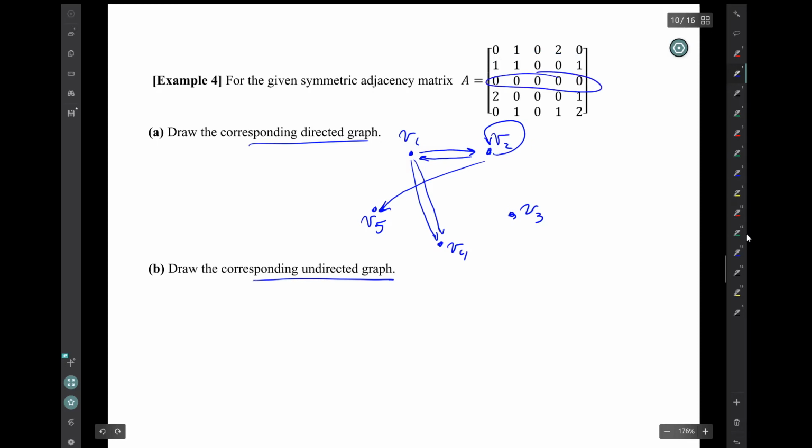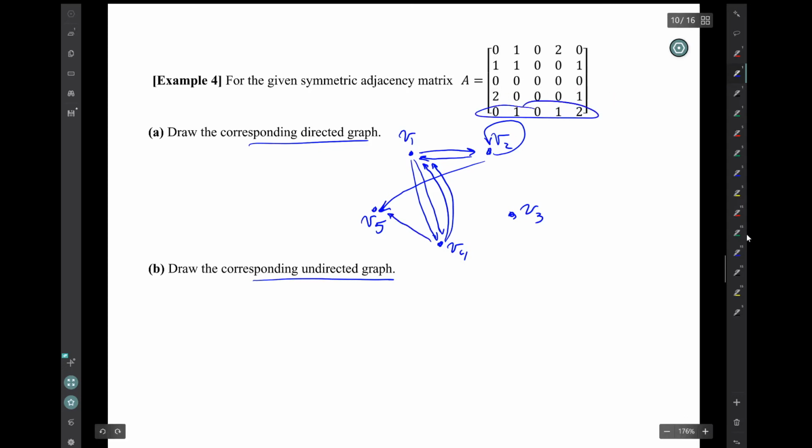This row tells us that there are no arrows coming out of vertex 3. This row tells us that coming out of vertex 4, there are 2 arrows going to vertex 1 and 1 arrow going to vertex 5.